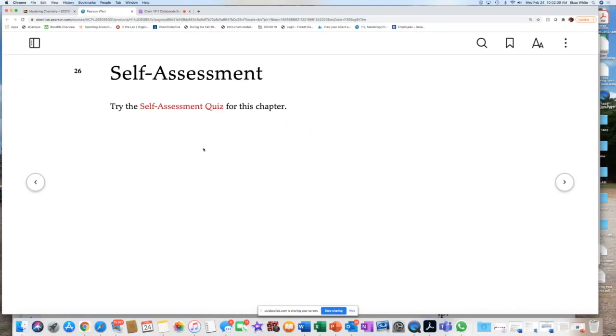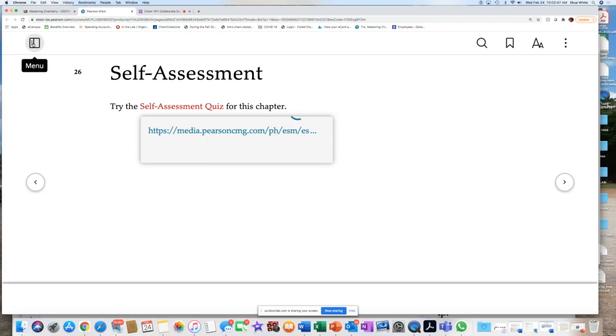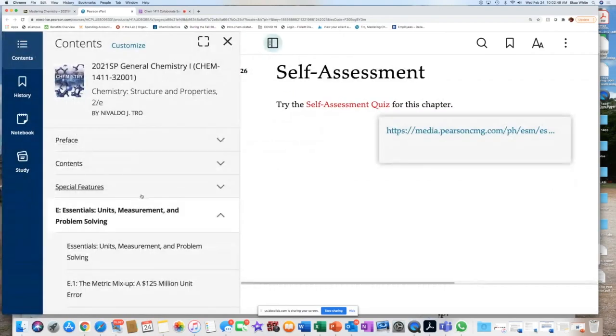But in your textbook, at the end of each chapter, there's some review questions. And since most of your questions are coming from a test bank that was put together by the same textbook people, here we are at something called the self-assessment quiz. Let me show you how to get to that.